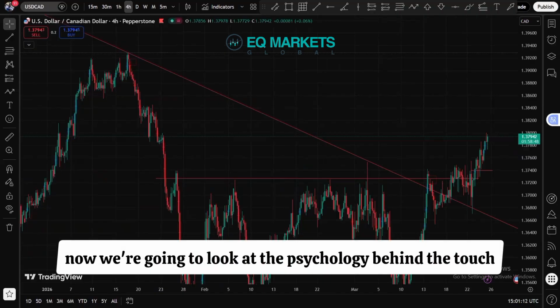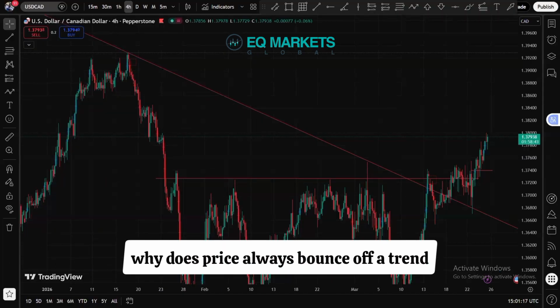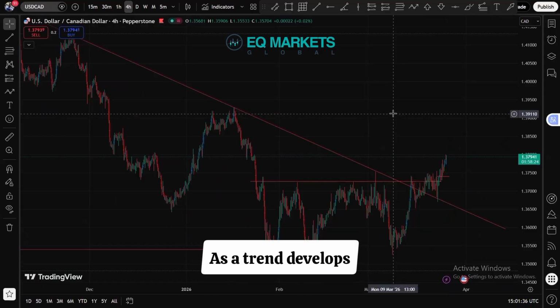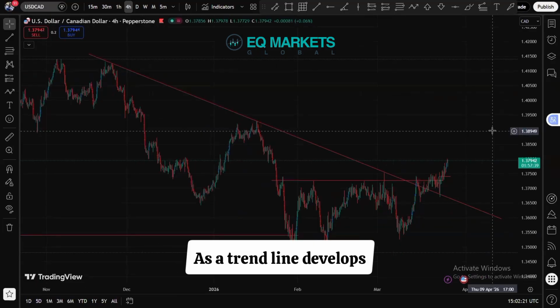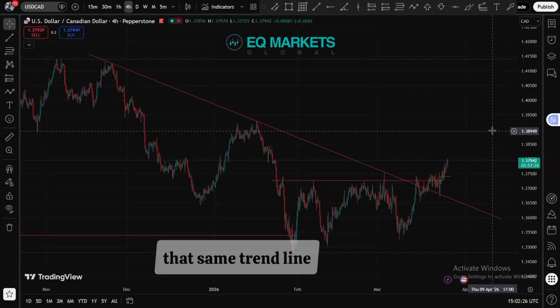Now we're going to look at the psychology behind the touch. Why does price always bounce off a trend line? Number 1 reason is what I call order clusters. As a trend develops, thousands of traders place limit orders at the line. As a trend line develops, thousands of orders are going to be targeted on that same trend line.